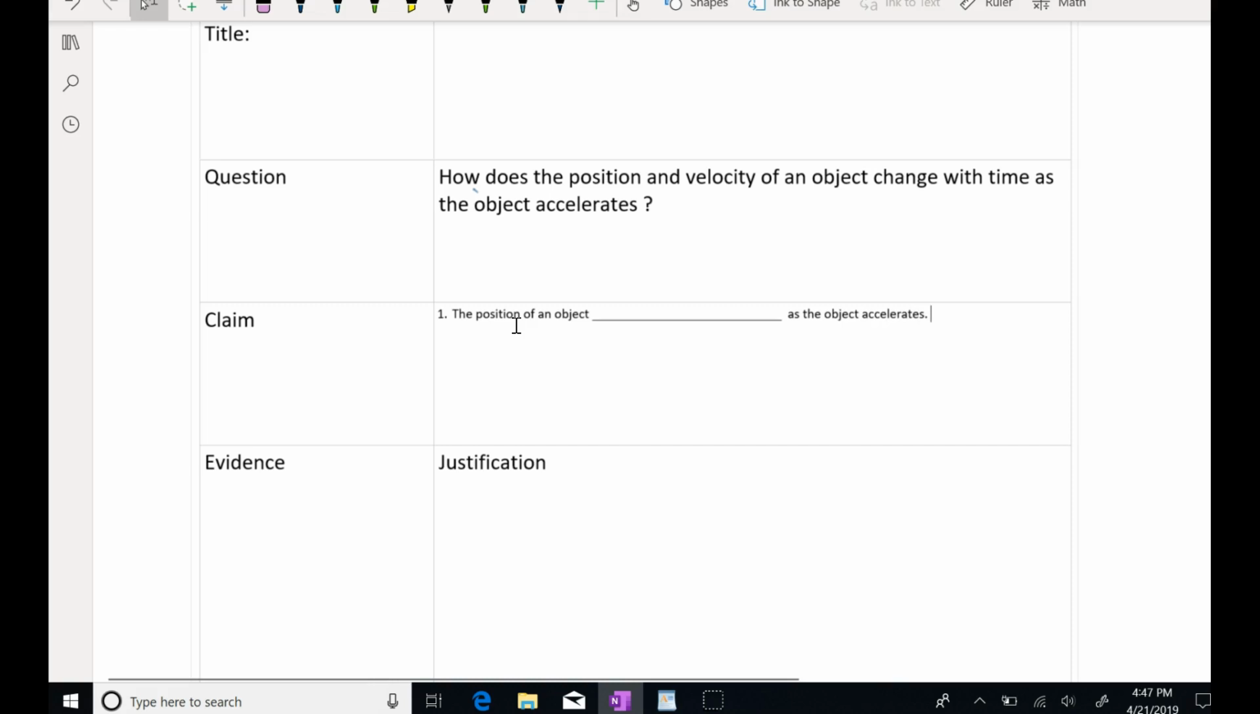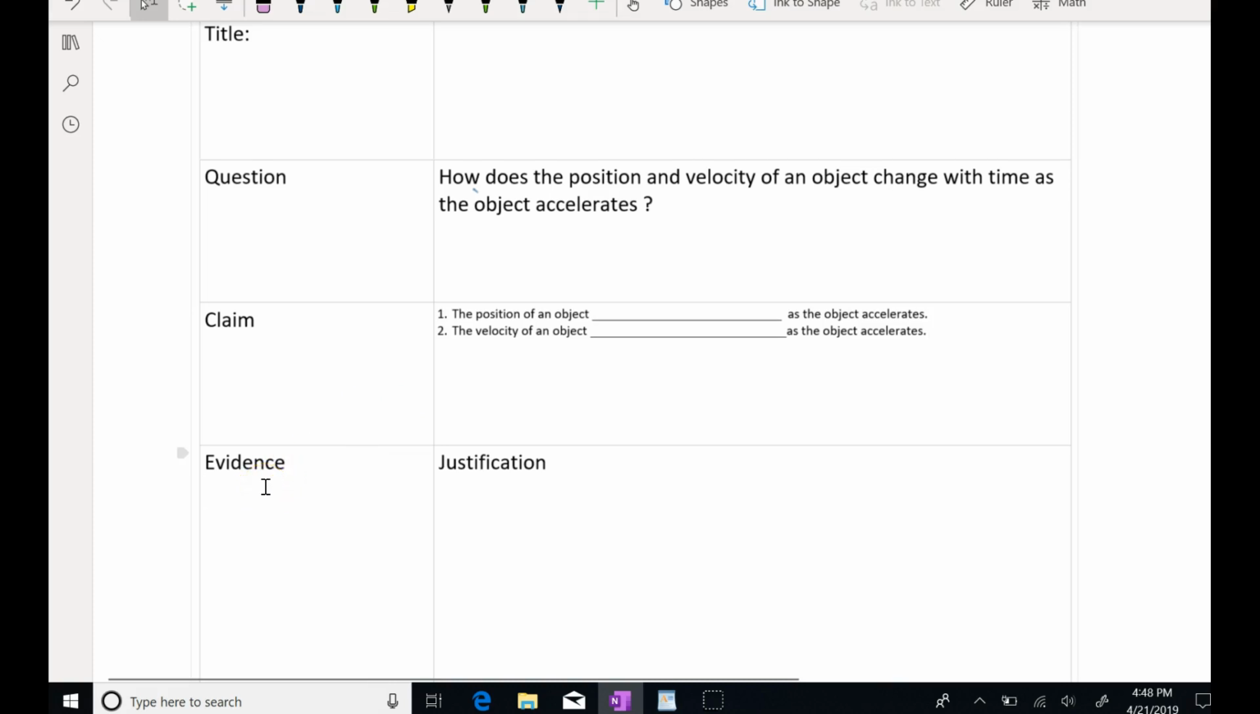It is good to be really specific, like you can say what happens to the position and explain in terms of a graph if you want to, or in terms of an equation if you want to. The second part of the question is how does the velocity change? So you're going to say the velocity of an object, and I'm going to leave the answer blank, so you can say increases with time or whatever happens as the object accelerates. So the claim is just going to answer the question. So then we go to the evidence part.